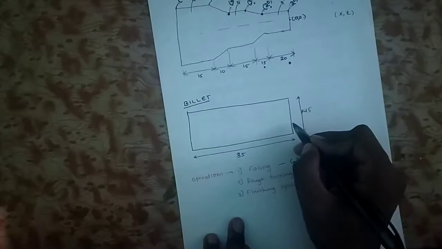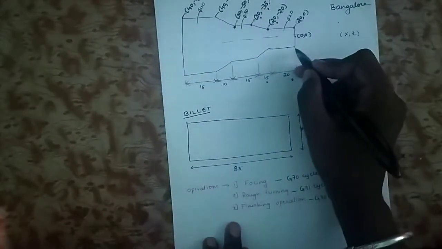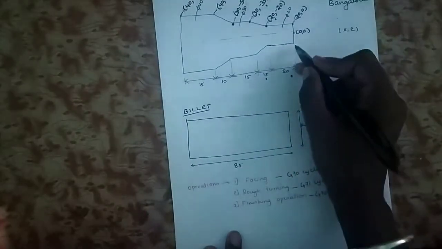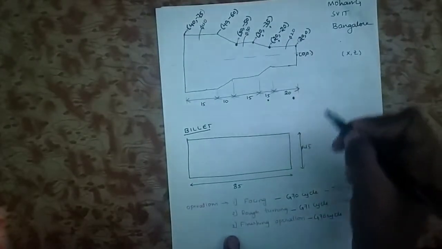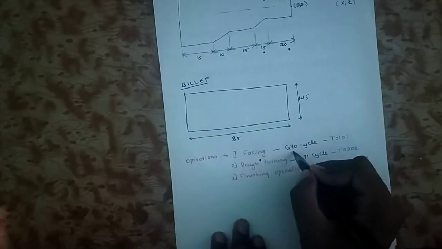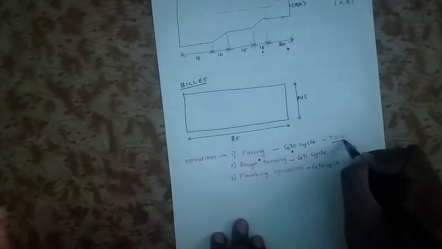Now we have to convert this billet to this shape by writing a CNC part program by using G codes and M codes. In order to convert this billet to this shape, what are the operations to be performed? The first operation is facing. For facing, I'm going to use the G70 cycle and the tool I'm going to use is the T0101 tool.